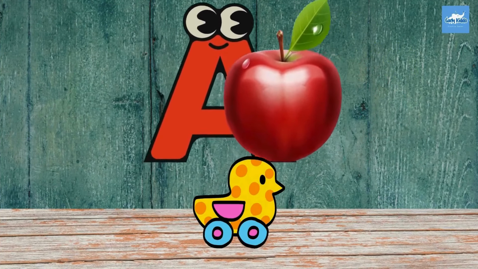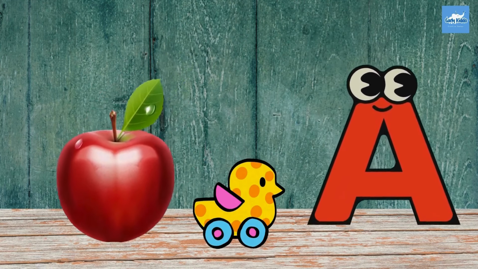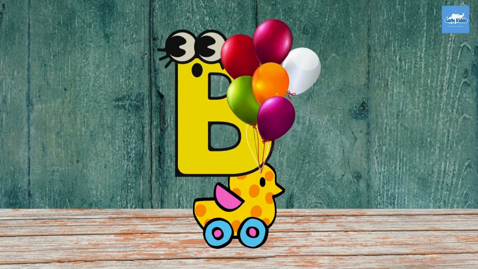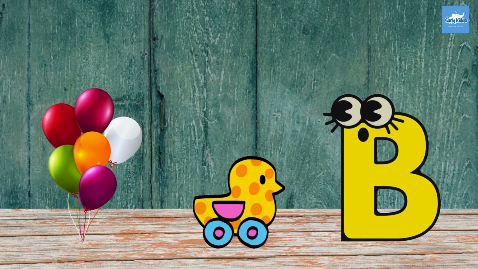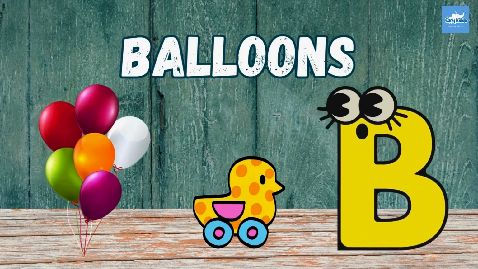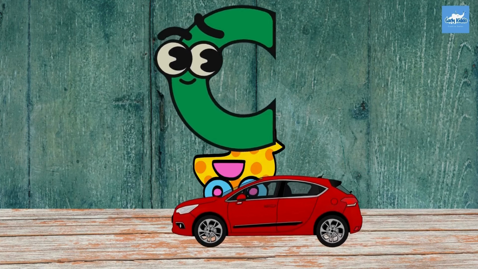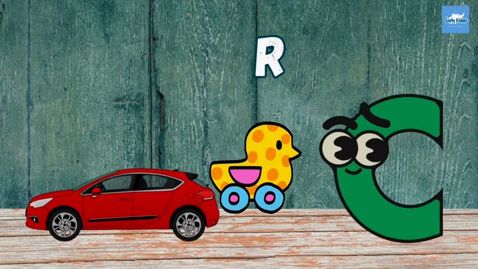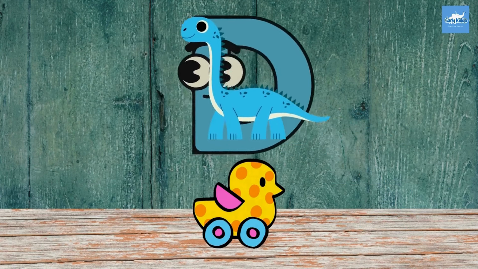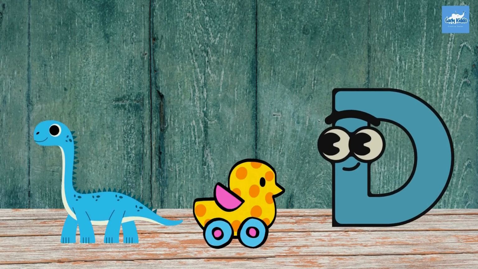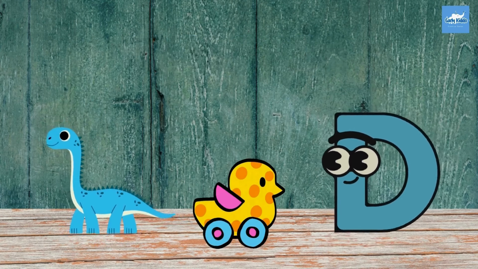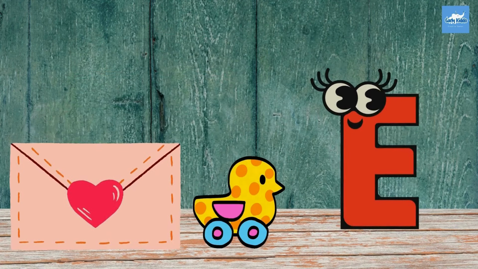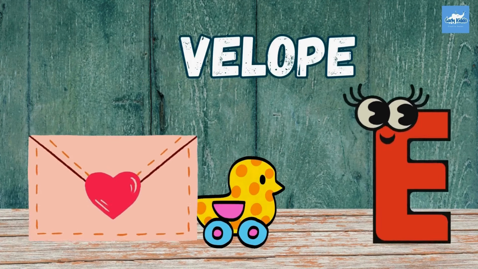A is for apple. A, apple. B is for balloons. B, balloons. C is for car. C, car. D is for dinosaur. D, dinosaur. E is for envelope. E, envelope.